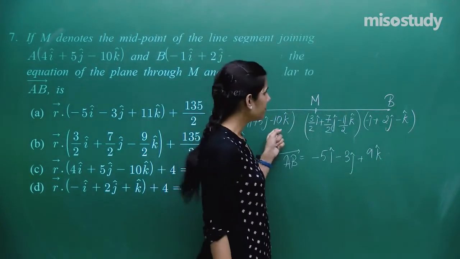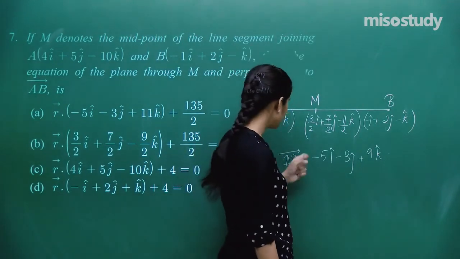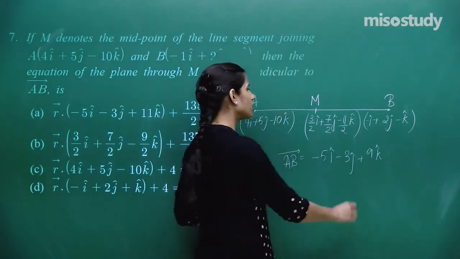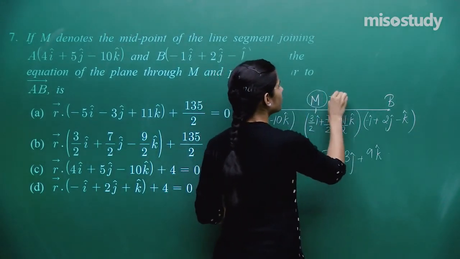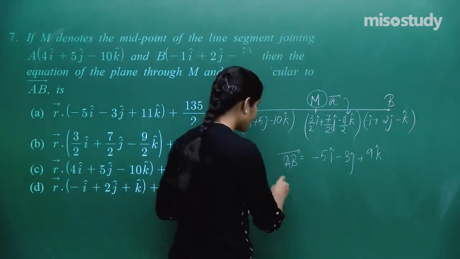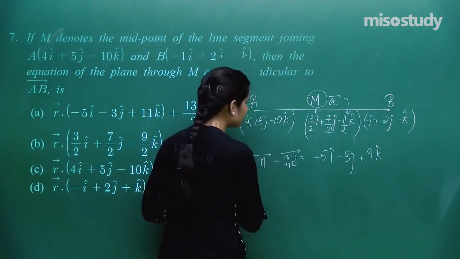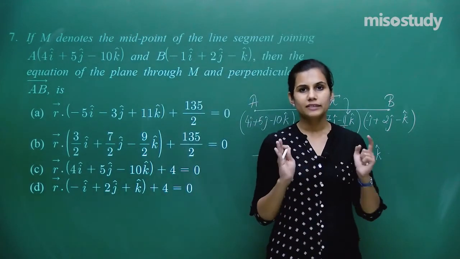This is AB vector, minus 1 plus 10, that means 10 minus 1, that is 9. So now you are being asked what is the equation of the plane passing through this point M with position vector A vector and perpendicular to this vector, that means its normal vector is this. So it is giving you everything that you require to get the equation of the plane.